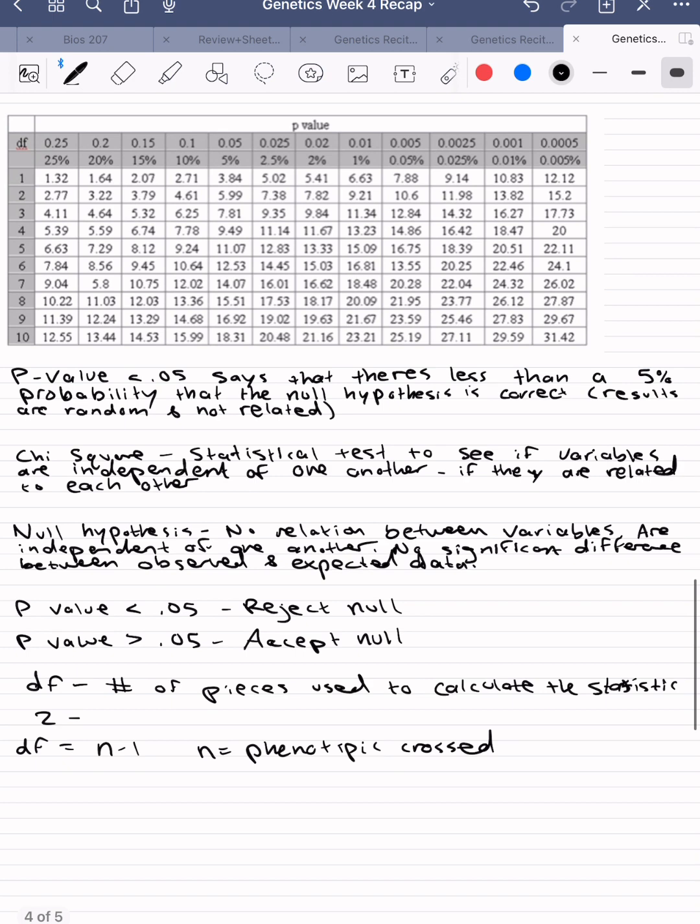So for example, we have two variables. Let's say that one of the variables is hair color. It's brown versus white. There are two phenotypic classes, so the df for that would be 2 minus 1, which would equal 1. So df would equal 1.